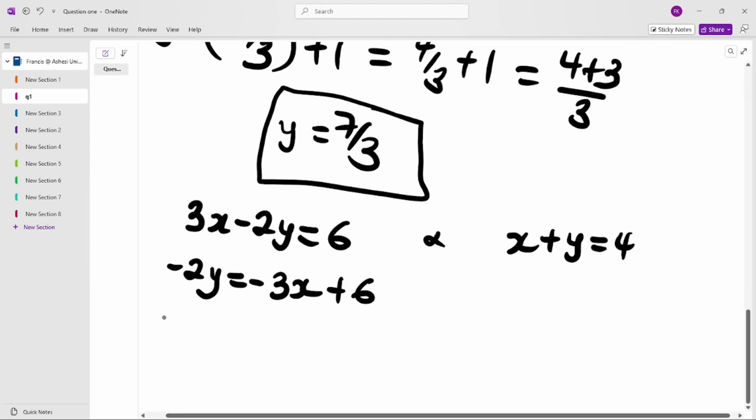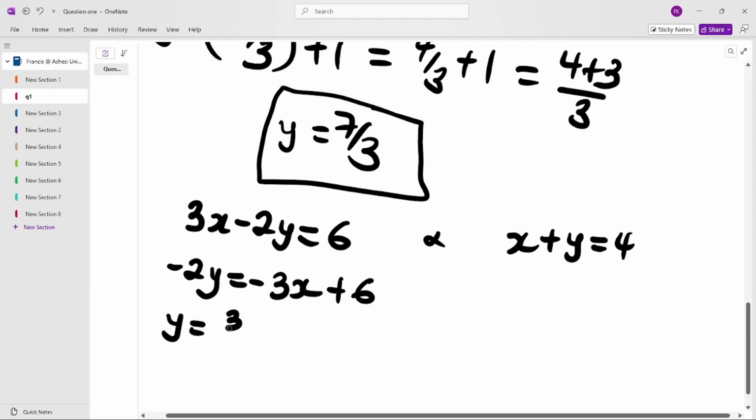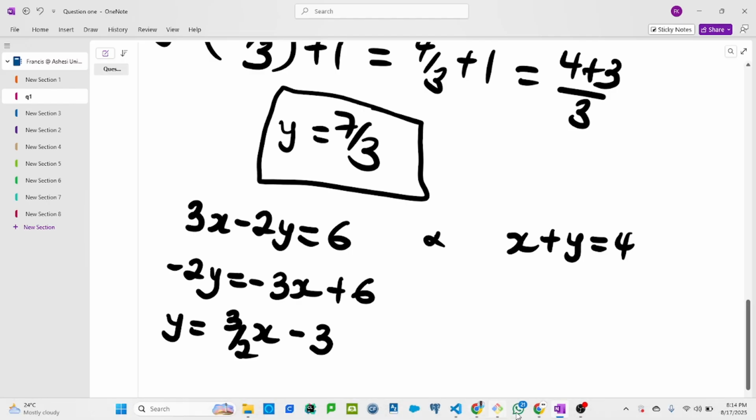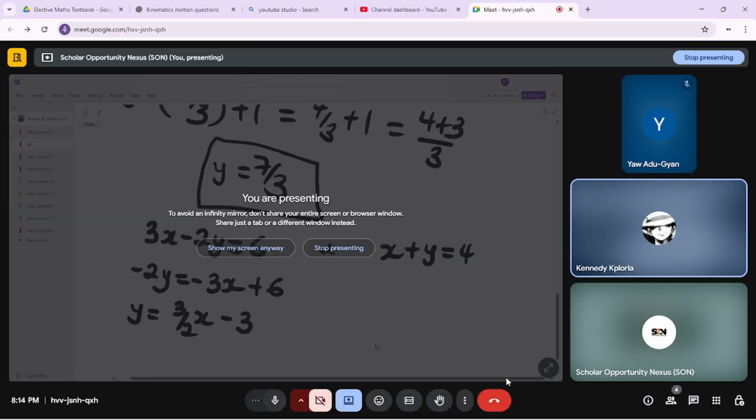Then I have negative, so I will be having y equals 3 over 2 x plus 3. Oh, no, it's not going to be plus 3 because I'm going to divide through by negative 2. So that will be negative 3. Yes. So I have it in the form y. I said it was a mistake, sorry. Okay, sure.